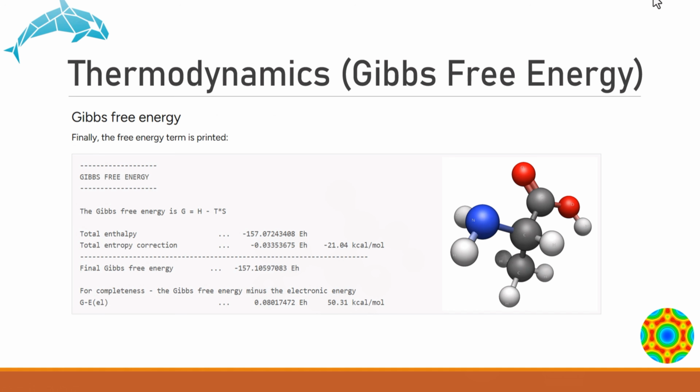Fourth, thermodynamics. In the frequency calculation, we can get the zero point energy, entropy and everything. From that thermodynamics part in the calculations, we will get the Gibbs free energy for the system. So we can use this energy to calculate the Gibbs free energy for a catalytic cycle.